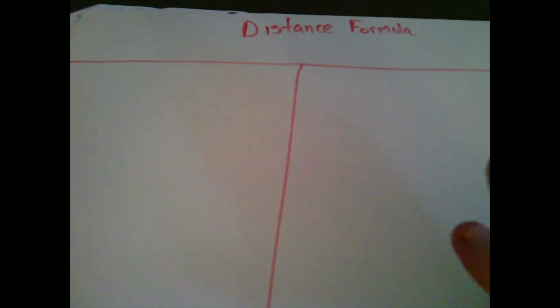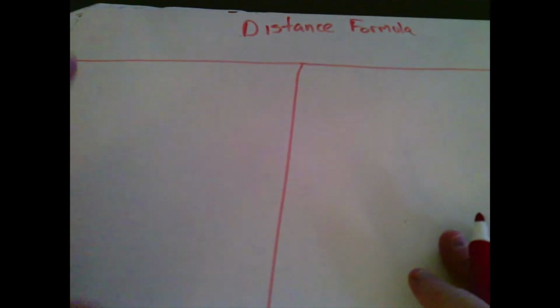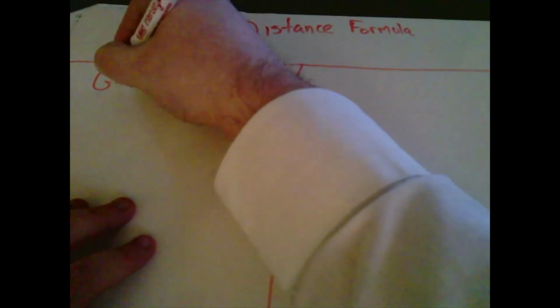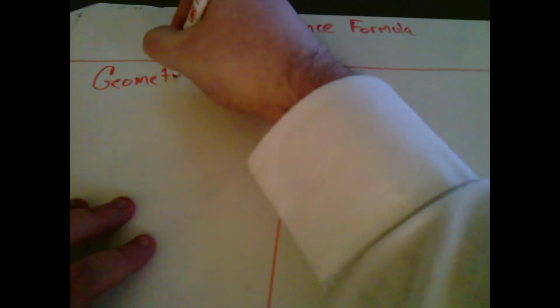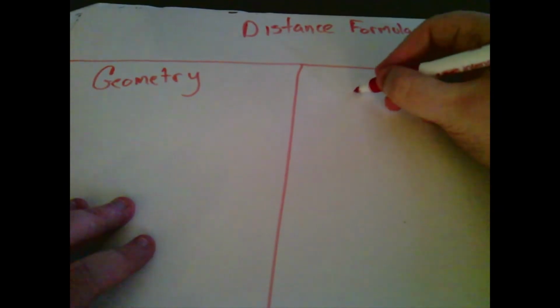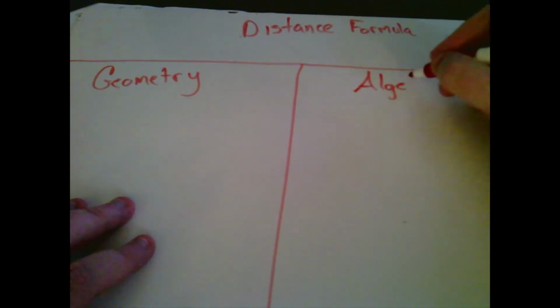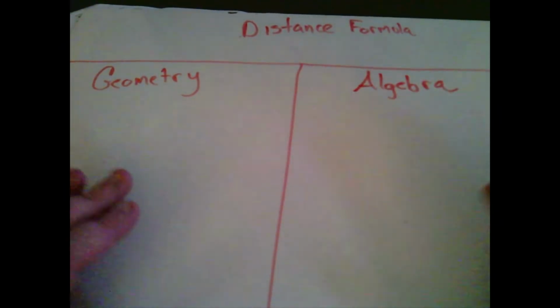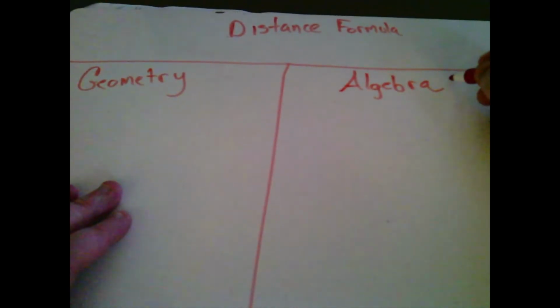And for that, we're going to need two things. This is going to be a union between geometry and a union between algebra. All right. And specifically with algebra, we're going to be taking a look at the Cartesian coordinate plane.